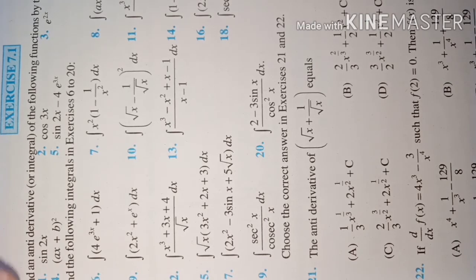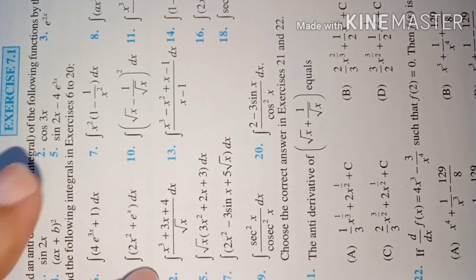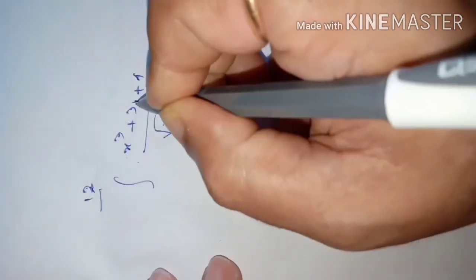Let's go to solve question number 12. Suppose, dear students, question number 12. Question number 11 you will understand from this only. Question number 12: integration of x cube plus 3x plus 4 divided by square root of x with respect to x. So if we take the integration of this one, then we will get like this.